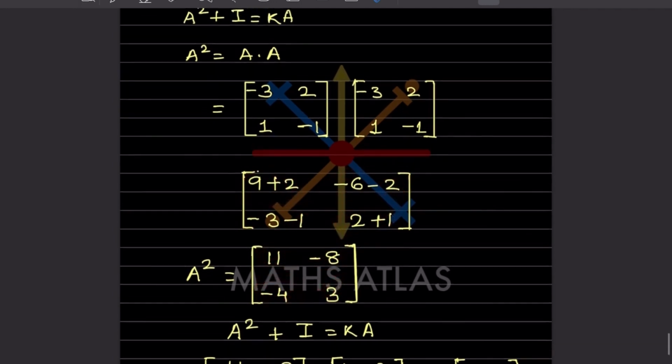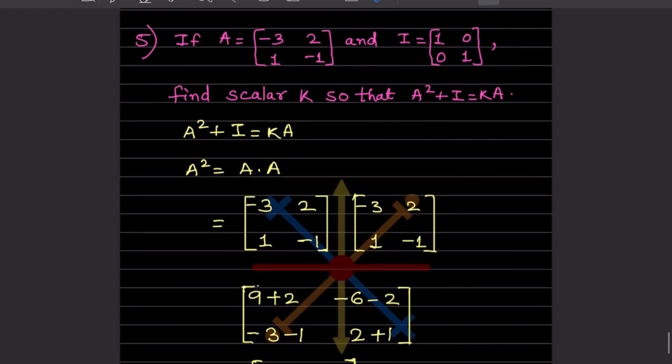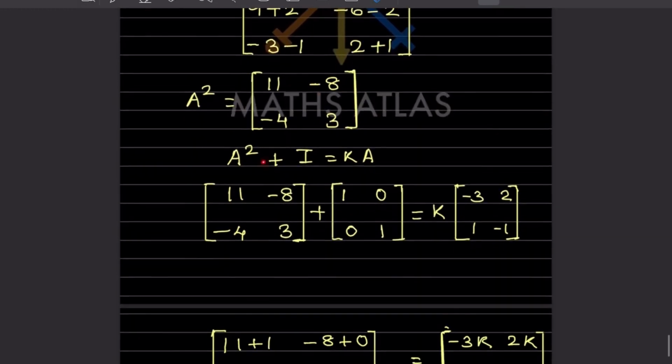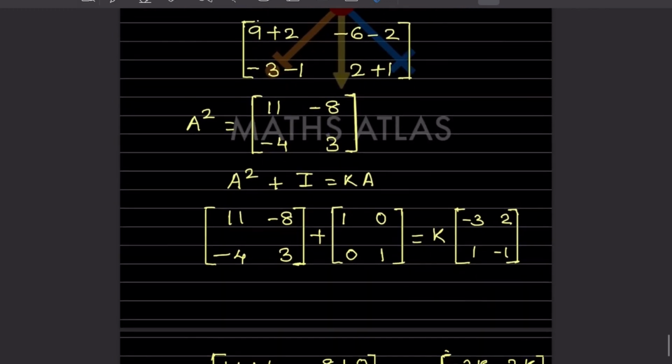So you got this one, and this was A square. Now look here, we want A square plus I is equal to kA. We got A square as this, so in place of A square we put this one. And I means the identity matrix, because this is 2 into 2, so 1, 0, 0, 1. And k is as it is here, and A is this one. So this is written over here.